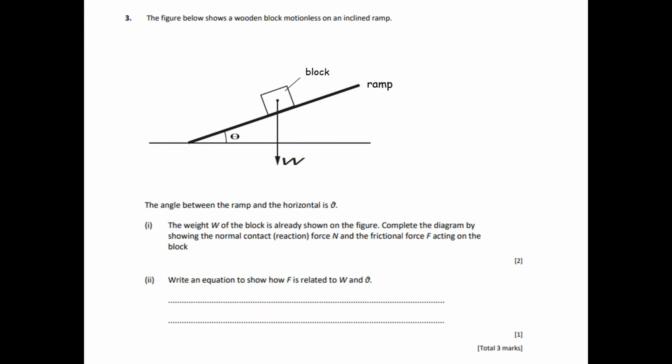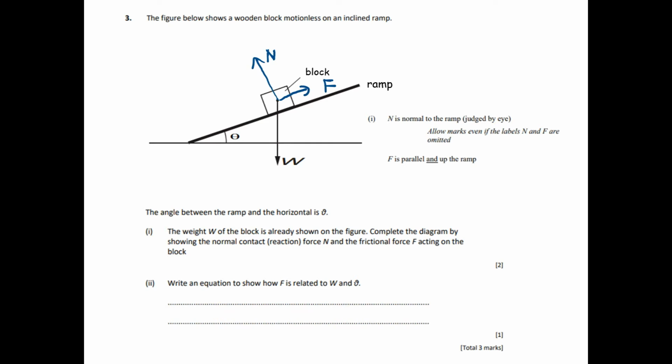Question 3. The figure below shows a wooden block motionless on an inclined ramp. The angle between the ramp and the horizontal is theta. Part 1. The weight W of the block is already shown in the figure. Complete the diagram by showing the normal contact, reaction force N, and the frictional force F acting on the block. We know the normal reaction force N is always perpendicular to the surface. So in this case it's going out perpendicular to the ramp.